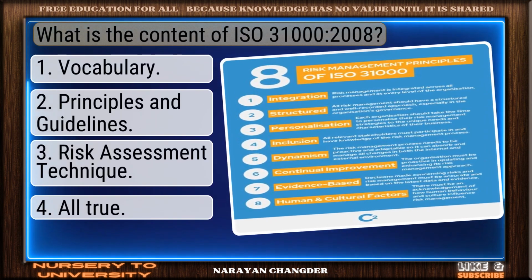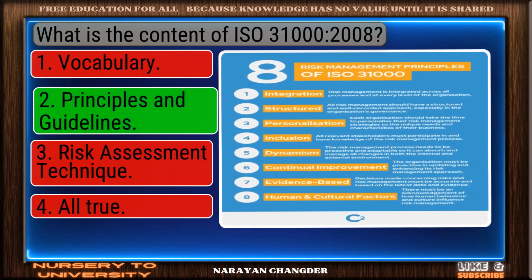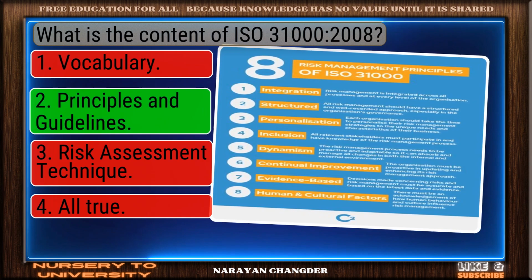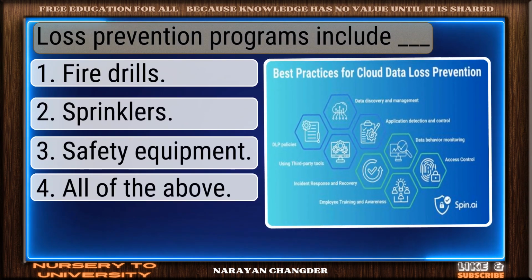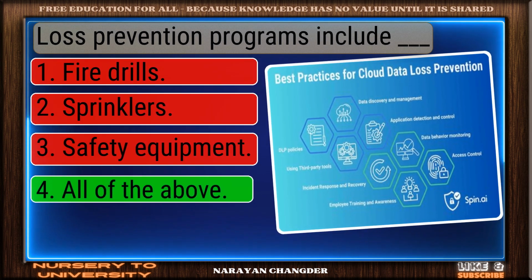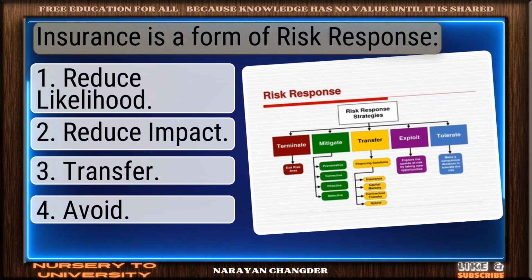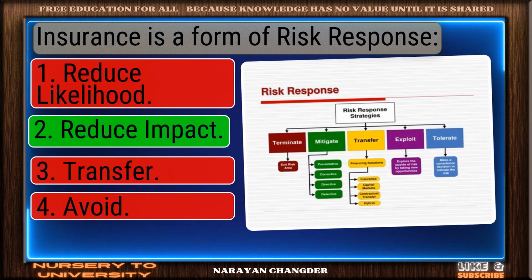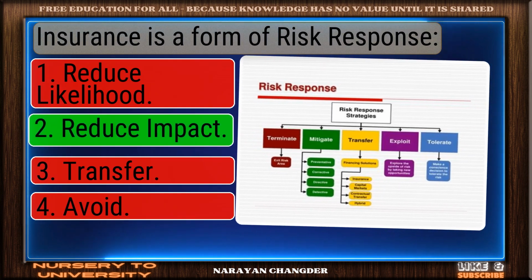What is the content of ISO 31000-2000A? You're right. Principles and guidelines is the correct answer. Loss prevention programs include a dash. Great thinking. All of the above is the right choice. Insurance is a form of risk response. Excellent. Reduce impact is a brilliant choice.